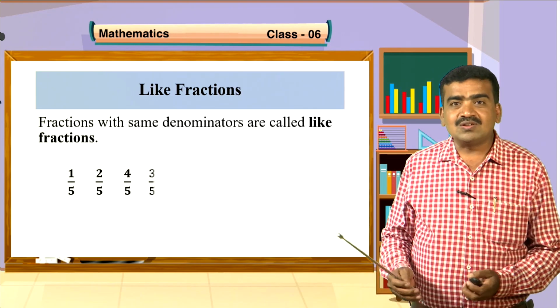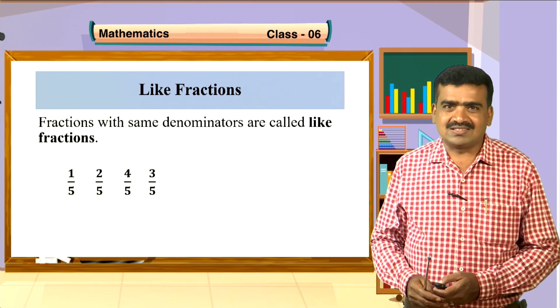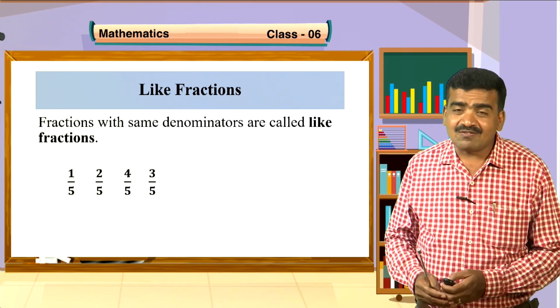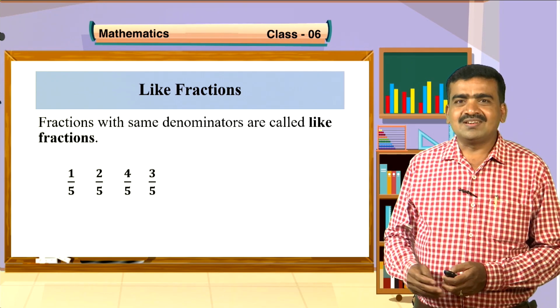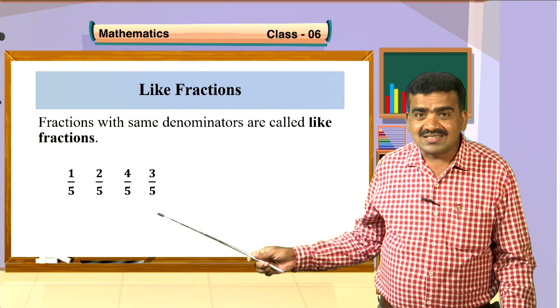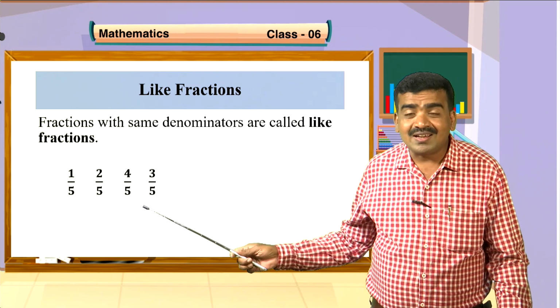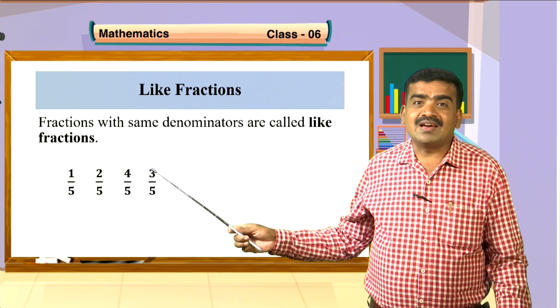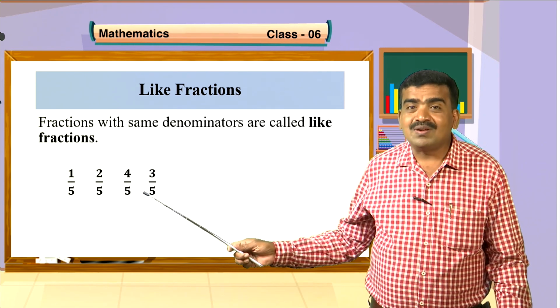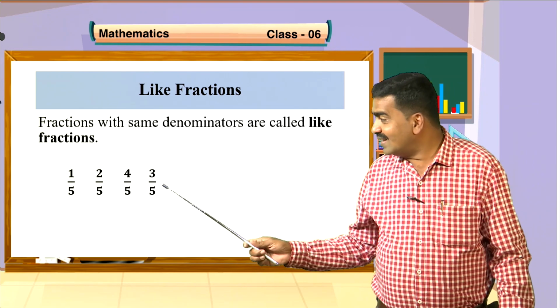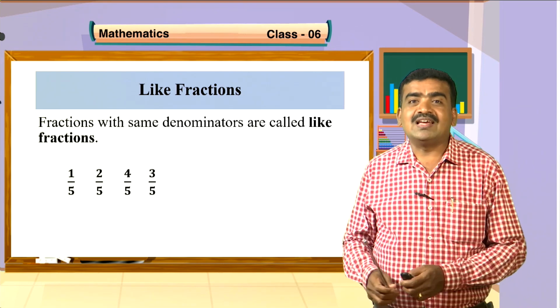Now, we have also learnt about like fractions. How to identify like fractions? You are remembering all those things now? Very good. If two or more fractions have the same denominator, even though they have different numerators, they will be like fractions.